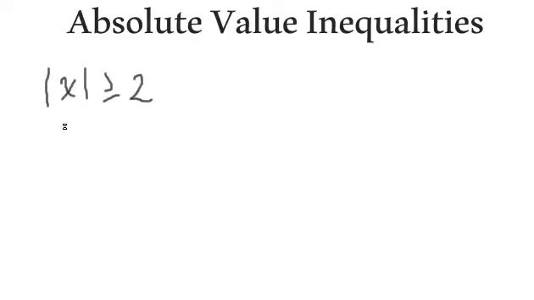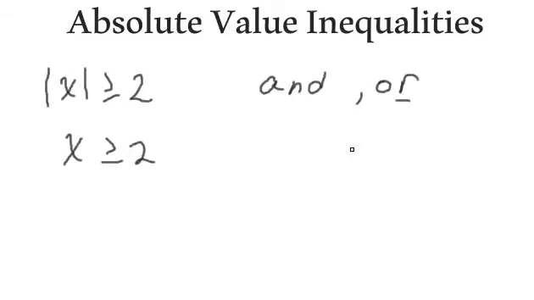What I'm going to do here is drop the absolute value, keep our inequality. Now, we've got two words that we're going to be working with here, the word and and the word or. This is how I remember it. The word or has the letter R in it. As you can see, there's no letter R in the word and.